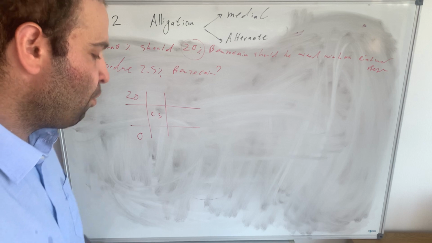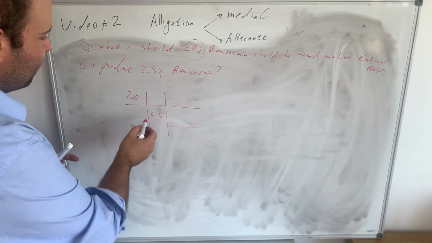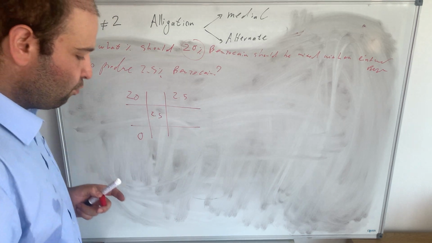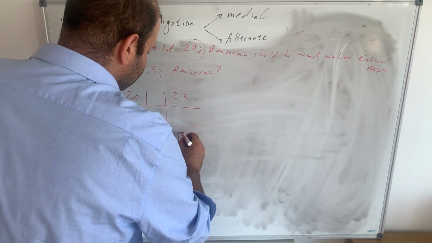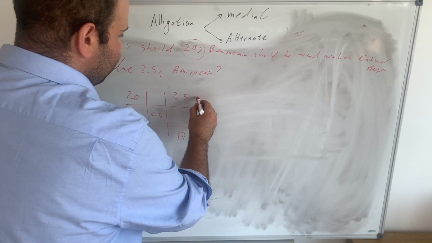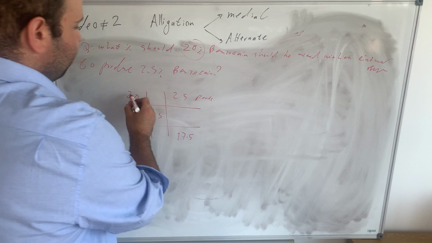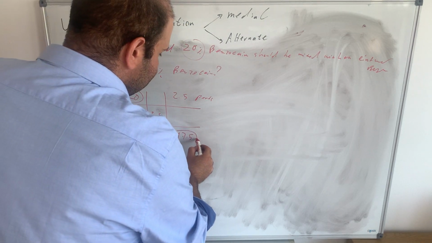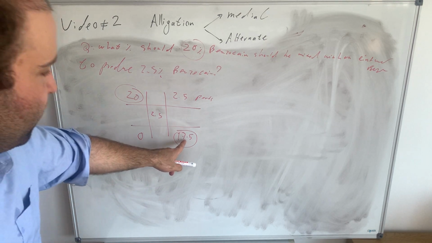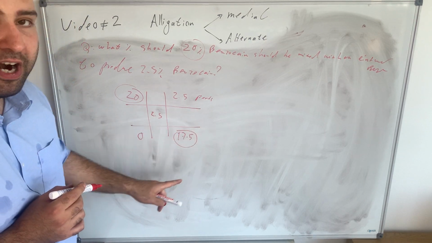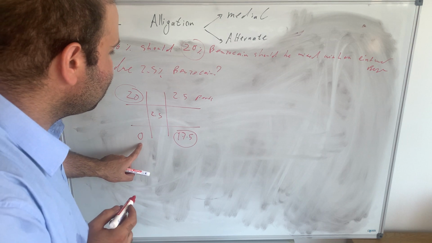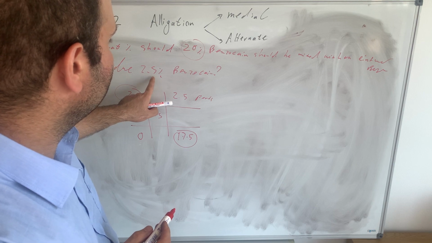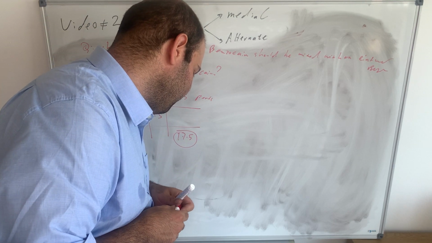So now what do we do? Second step, subtract them. 0 minus 2.5 is 2.5, and 20 minus 2.5 is 17.5. So 2.5 parts of 20% benzocaine should be mixed with 17.5 parts, or grams, of ointment base to give us 2.5% benzocaine.